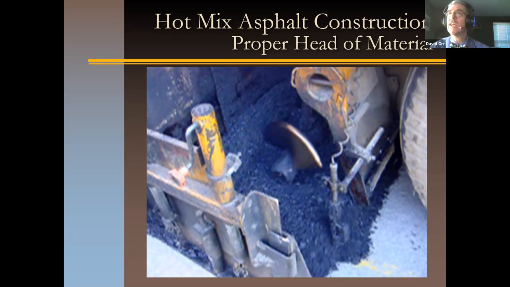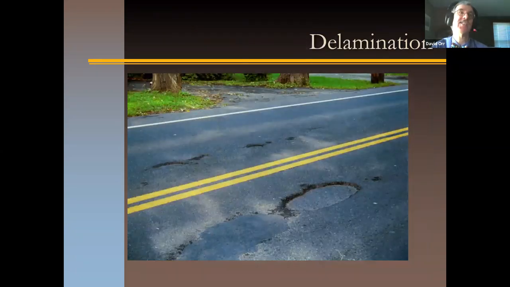If I had to pick the one thing I don't see enough of is tack coat. You've got to have that. If you see delamination like this, I bet there's no tack coat. You've got to get tack coat down. And then when you're done, you got to compact it well.